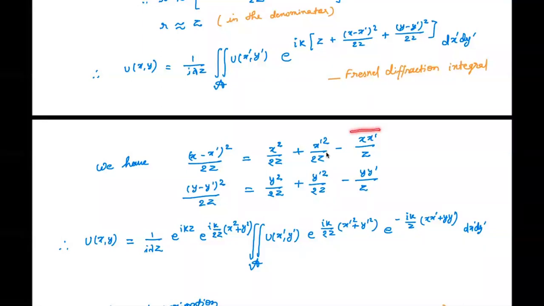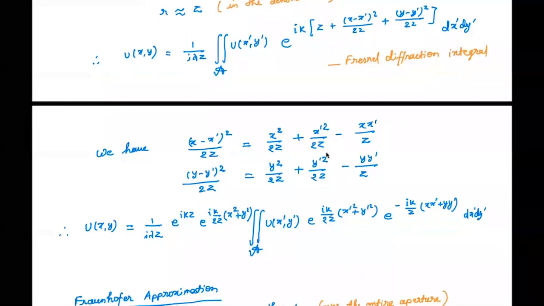And of course, then I have these 4 terms left. They all depend on x prime, y prime. So I cannot take them out of the integral. So what I'm left with is x prime, y prime, e to the i k by 2z, x prime square plus y prime square, and e to the i k by z, x prime, y prime. Of course, this integration element. And this is understood to be over the area of the object or the scatterer or the aperture.